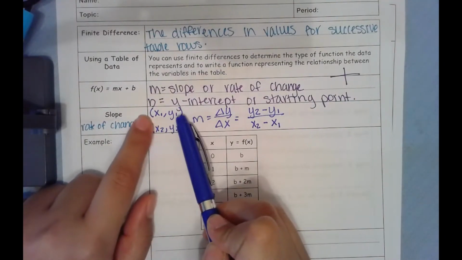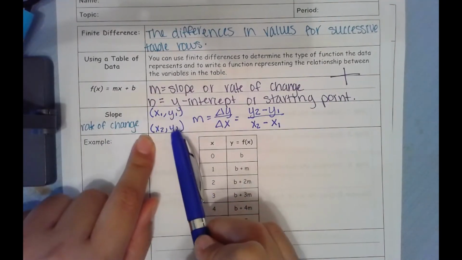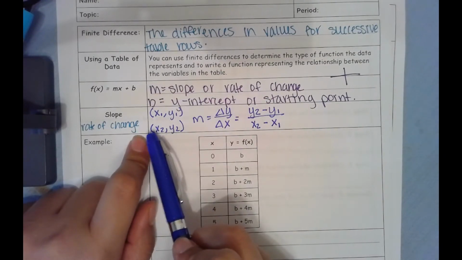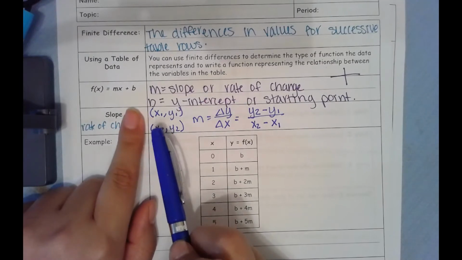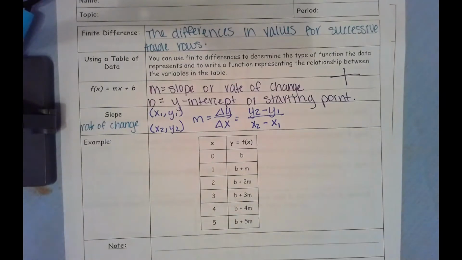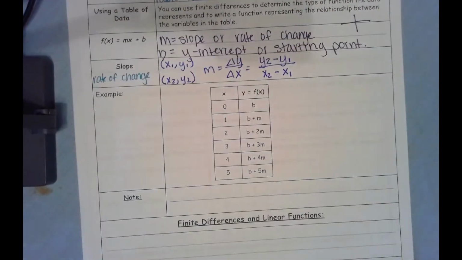And y1 and y2 would be their first coordinate points. So you're going to take the y value of your second coordinate point, subtract the first, over taking your x coordinate points, the second ones minus the first one. And you could flip them, whichever ones you pick, just keep them in pairs.